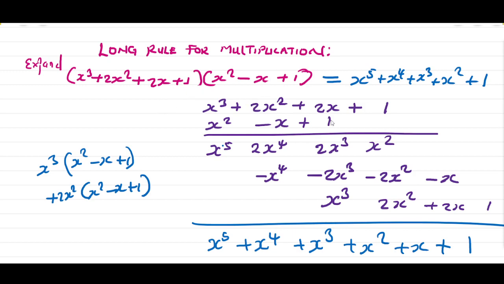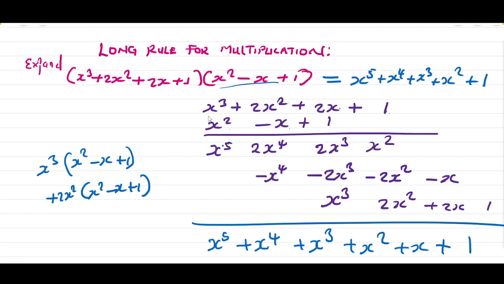In the previous video we learned about a long rule for multiplication, and we multiplied x cubed plus 2x squared plus 2x plus 1 with this term here, and we got this answer. The approach was to arrange it in descending powers of x. So we have x cubed, x squared, x, and then this.